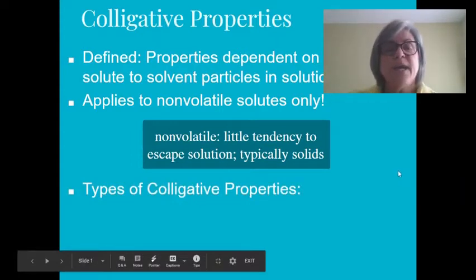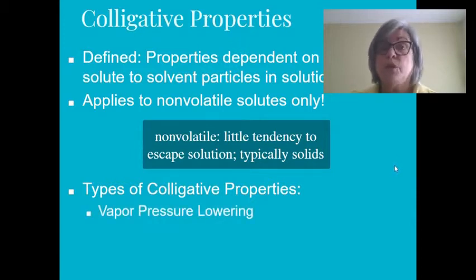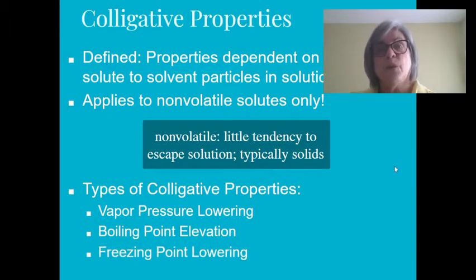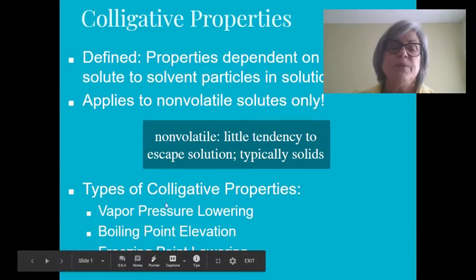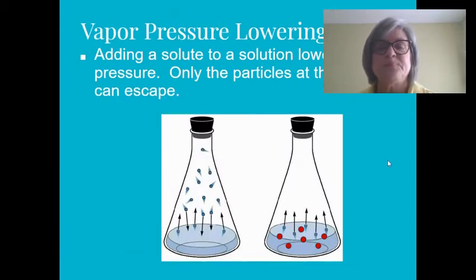There are three types of colligative properties that we'll look at. One is called vapor pressure lowering. The next one is boiling point elevation, and those two are very closely tied. And then the third one is freezing point lowering. And we see examples of particularly boiling point elevation and freezing point lowering frequently, especially here in Minnesota, where we have to worry about icy sidewalks. You'll see how that comes into play here in just a moment.